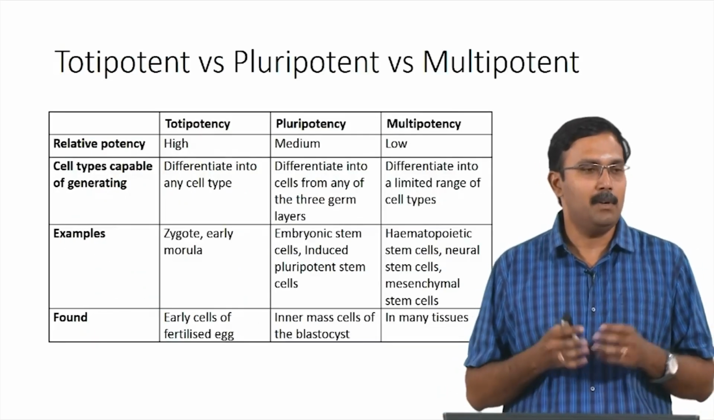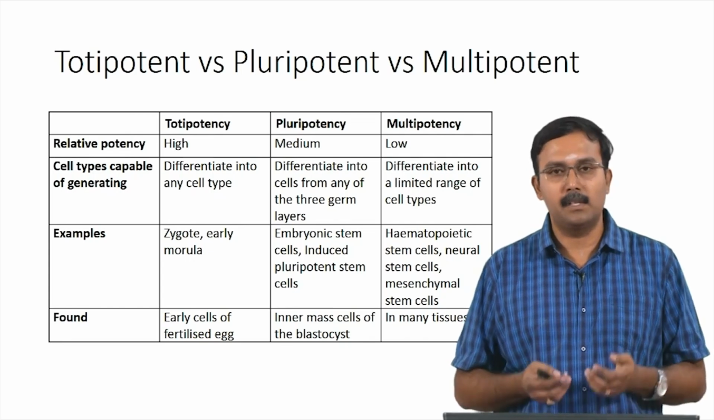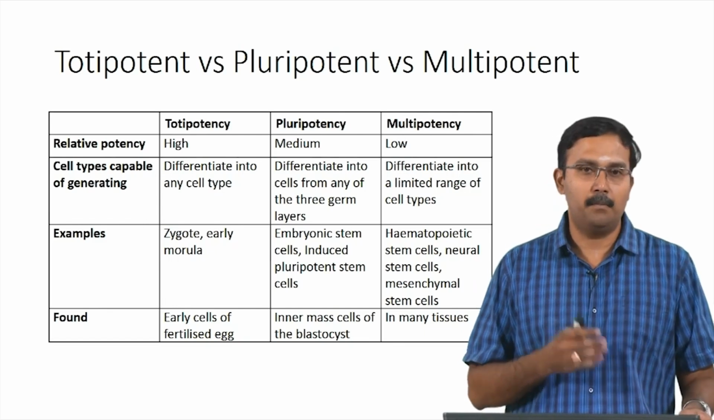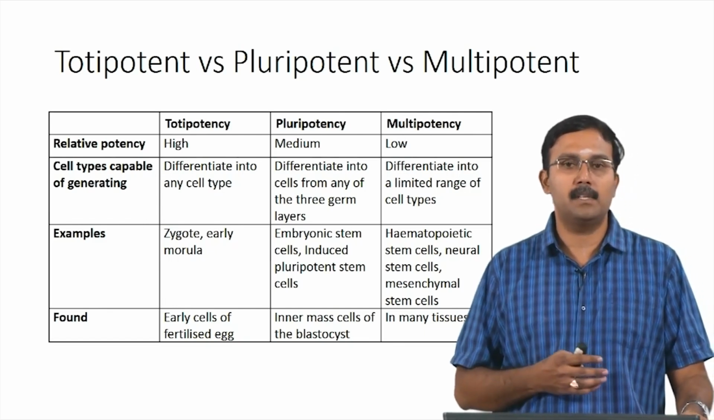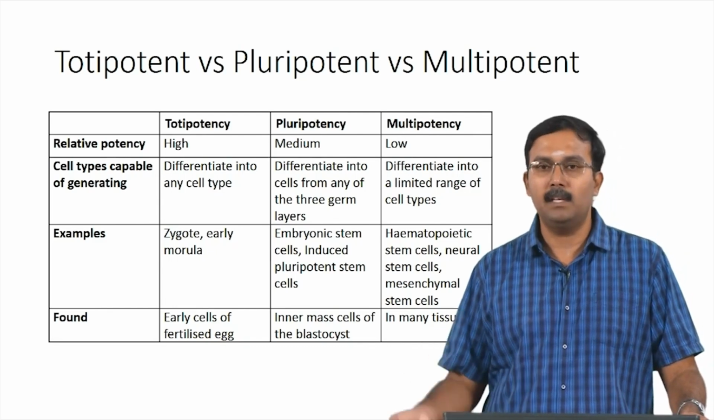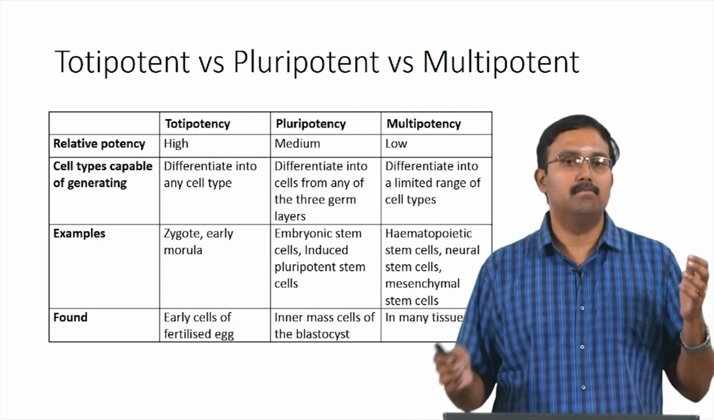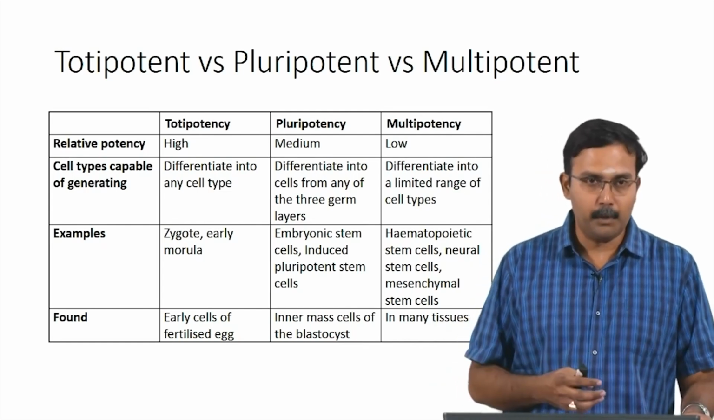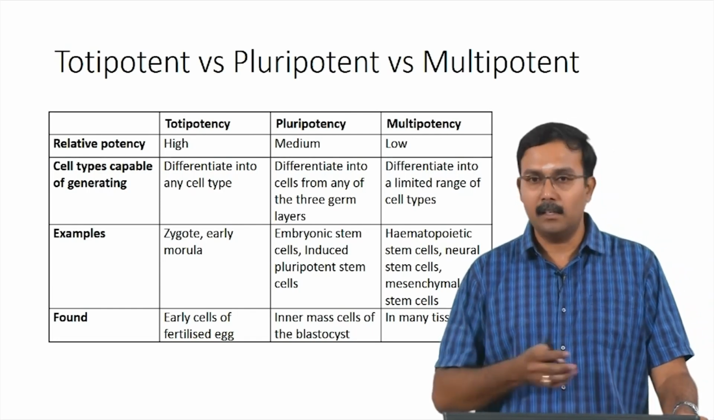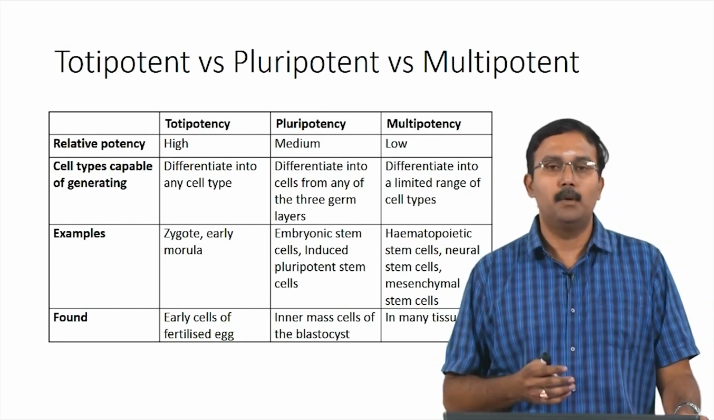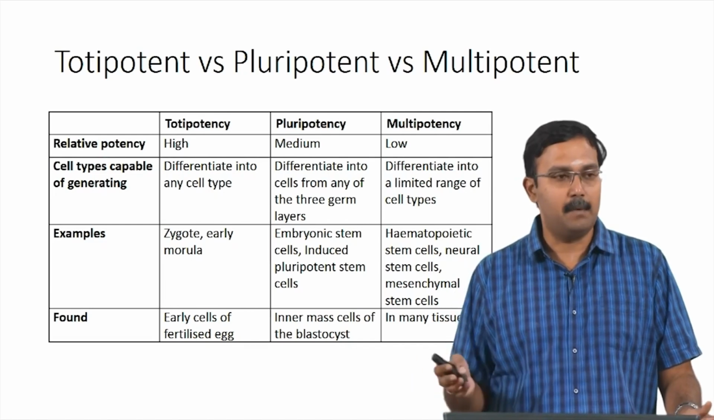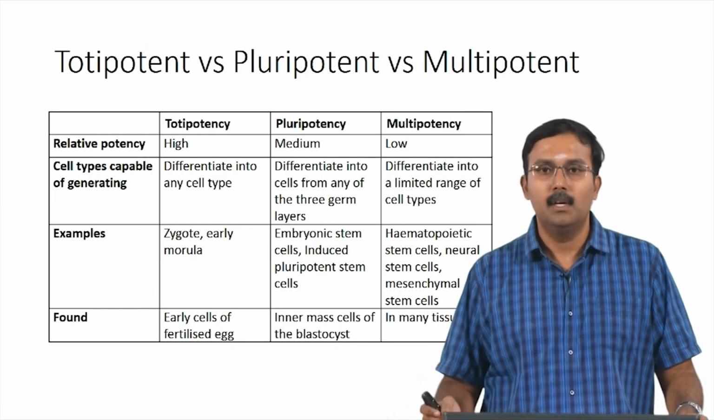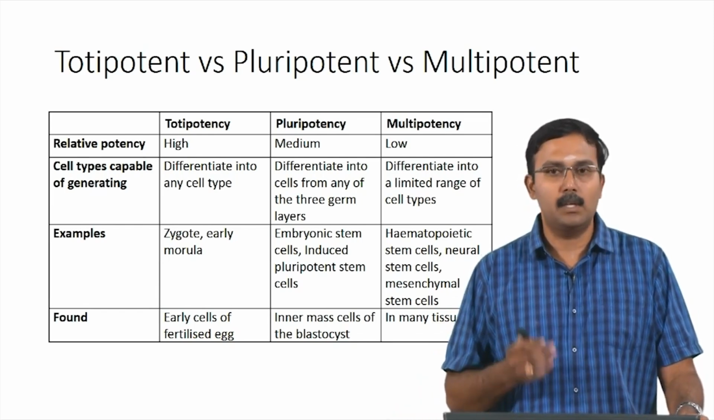So, when you are talking about the three major types of stem cells, the totipotent, pluripotent and multipotent, the potency of the totipotent stem cells is much higher than that of pluripotent and multipotent, and so are the cell types which they are capable of generating. Totipotent can generate any type of cell including the extra embryonic cells, whereas pluripotent can differentiate to form all the three germ layers which we talked about, whereas it cannot form the extra embryonic tissue, and multipotent is limited to certain cell types.